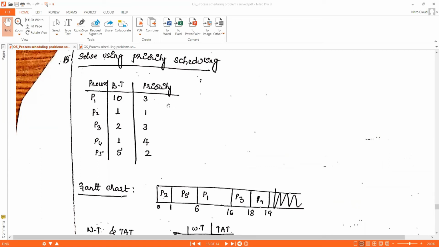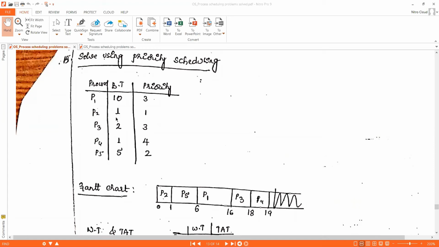Now what will priority scheduling do? First, it will identify which process has the highest priority. Among all these 5 processes, the one with the highest priority is process 2. Process 2's priority is 1, so it has the highest priority. So the CPU will be allocated first to process 2.